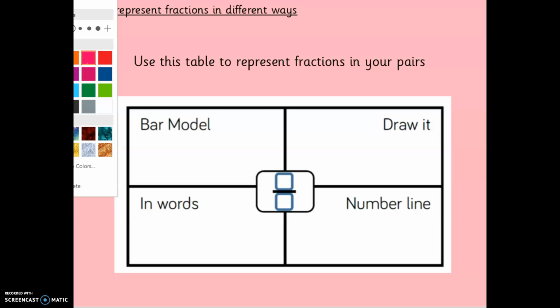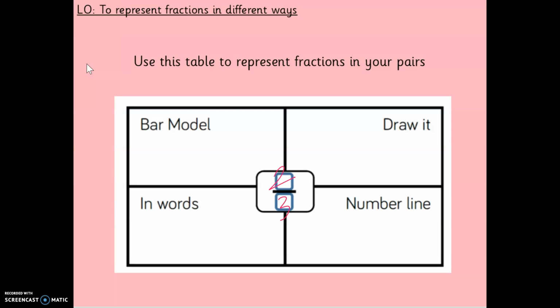So in the middle, I'm going to put the fraction 2/3. Now what you need to do where it says bar model is you're going to draw 2/3 as a bar model. So I'm going to draw my bar, I'm going to split it into 3 because my denominator says that my whole is split into 3 parts, and then I'm going to colour in 2 parts of that bar model because my numerator has 2, which means I've got 2 parts of that whole.